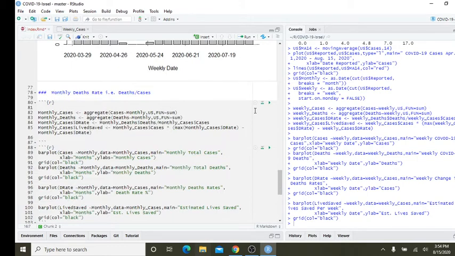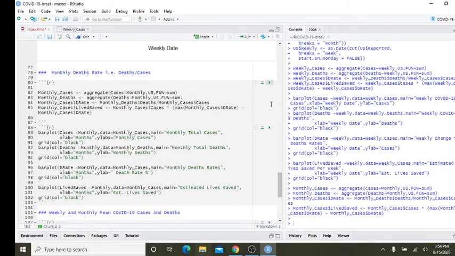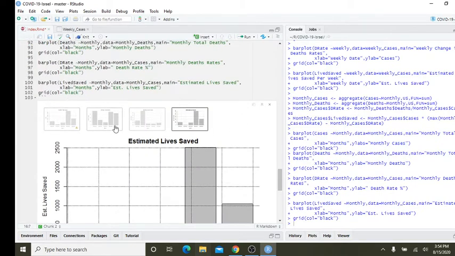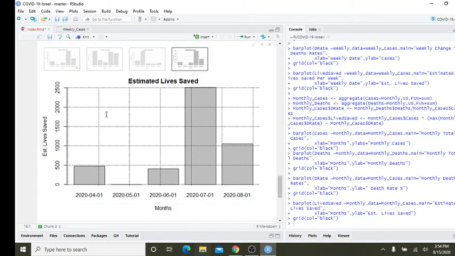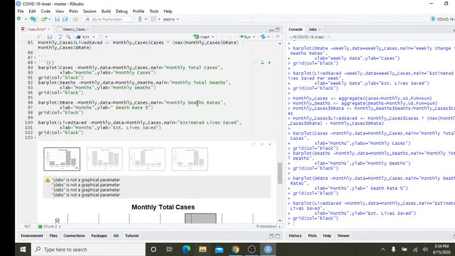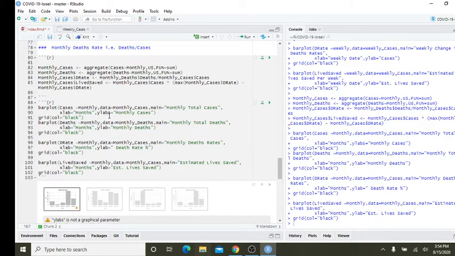Let's move on to some monthly rates. Calculate the monthly rates and plot. Now we get down to the nitty gritty. Estimated lives. Oops, let's come back over here. Oh, hang on. Save that.